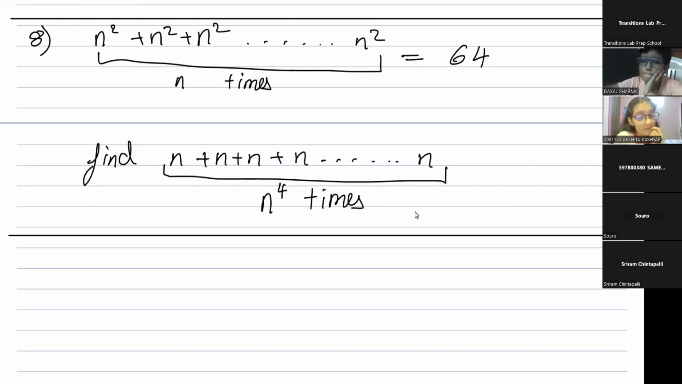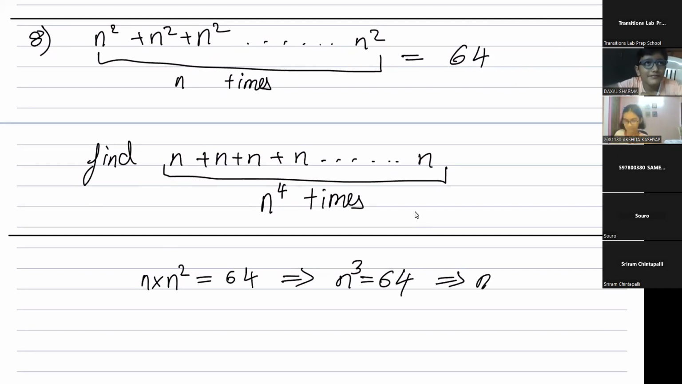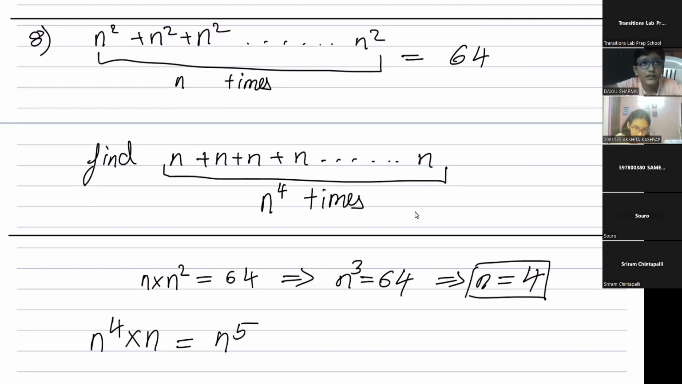I hope everyone is getting the answer. So repeated addition is multiplication. So n times n square is given as 64. From here you can write n cube is equal to 64, and this way you have n equal to 4. Then what you need to find is n to the power 4 times n, because n is being added to itself n to the power 4 times. This is n to the power 5, and that will be 4 to the power 5, which is 2 to the power 10, and this is 1024.